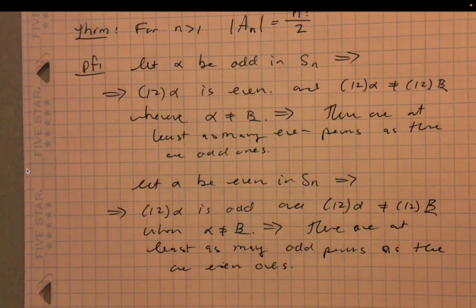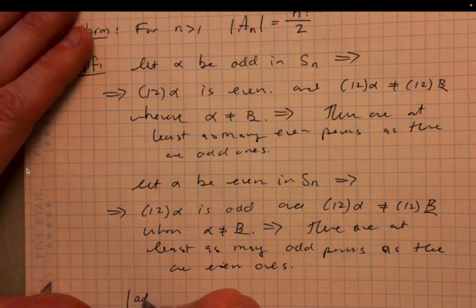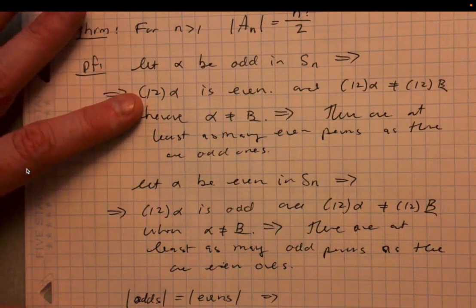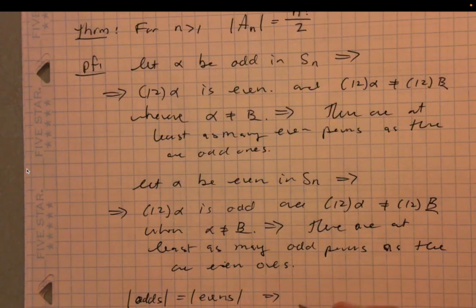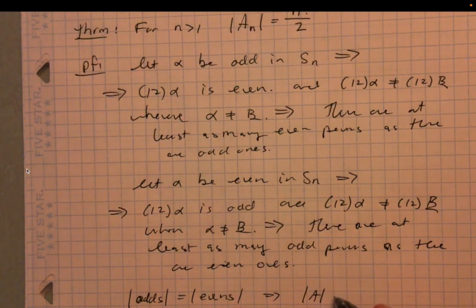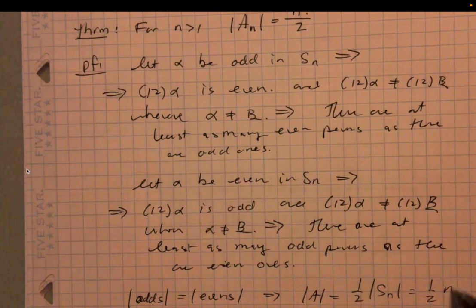And so if there are at least as many evens as odds and at least as many odds as evens, then that means they're the same number. So the number of odds equals the number of evens, which implies that the order of An must be equal to half the order of Sn, which is 1/2 n factorial.